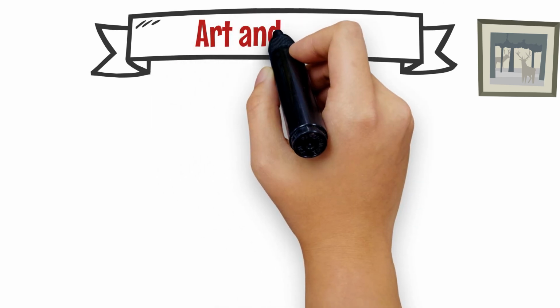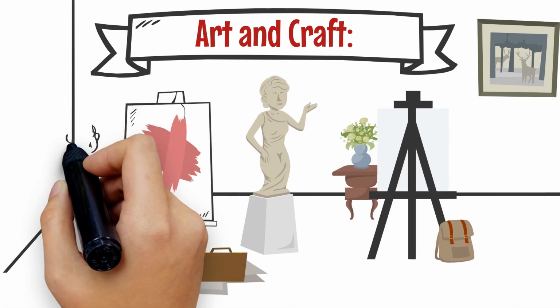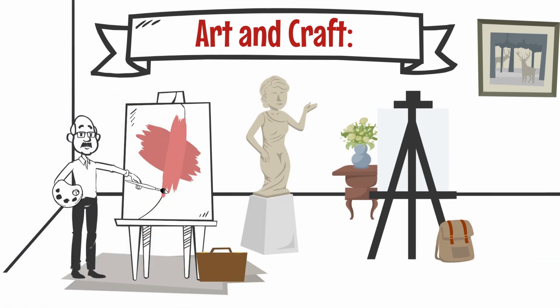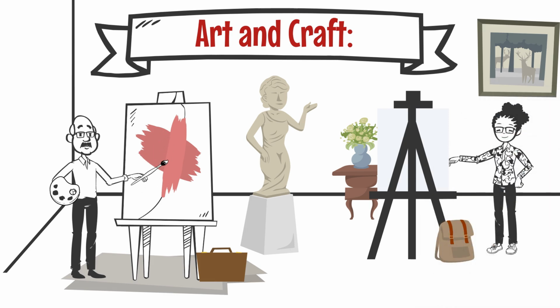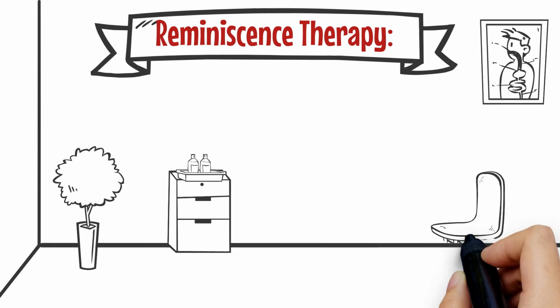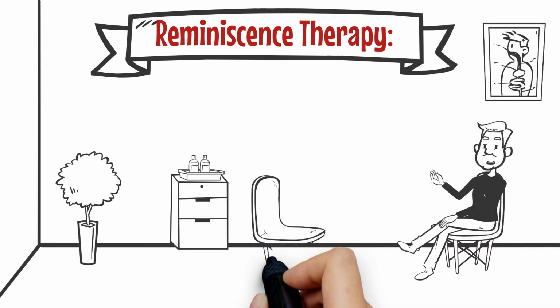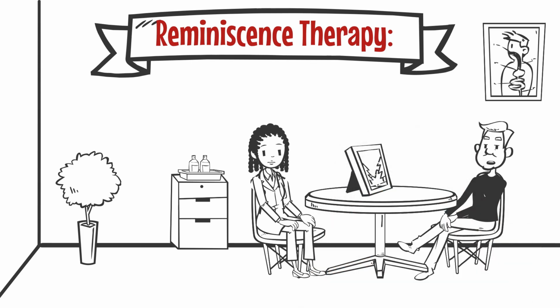Art and craft. Art has a way of captivating the mind. Engaging patients in simple art projects can absorb their attention, offering a creative outlet for expression and a diversion from ISB behaviors. Reminiscence therapy. Finally, reminiscence therapy. Encouraging patients to share pleasant past experiences, perhaps through family photo albums or familiar objects, not only redirects their focus, but also provides a comforting sense of connection to their life history.